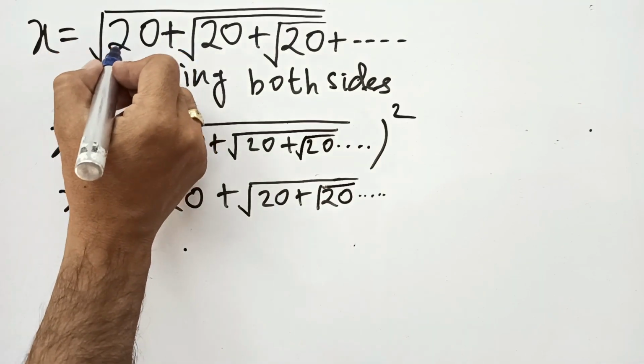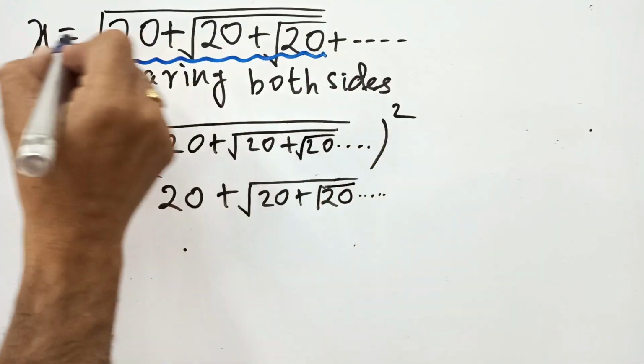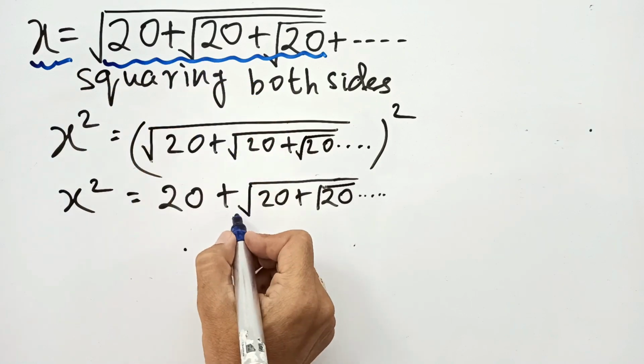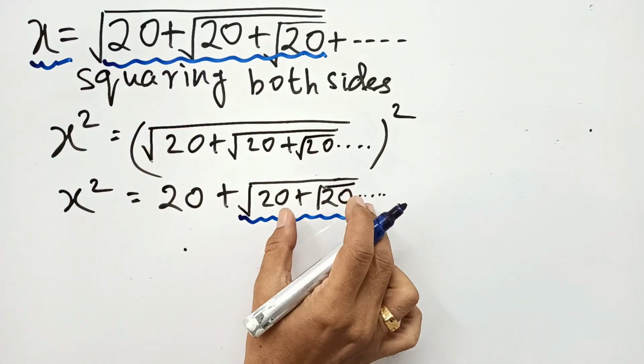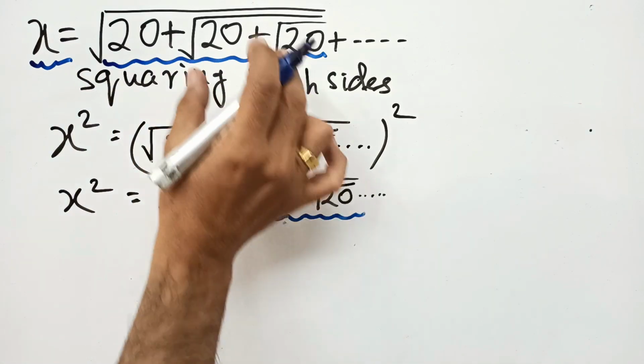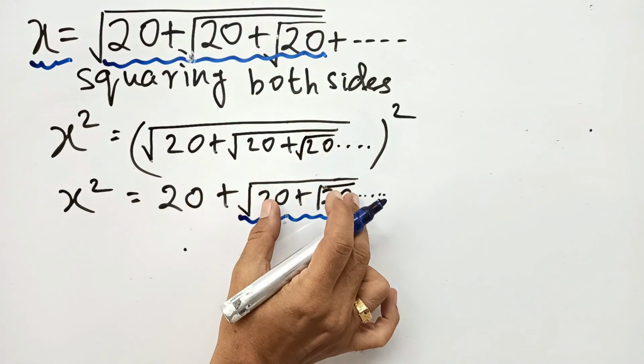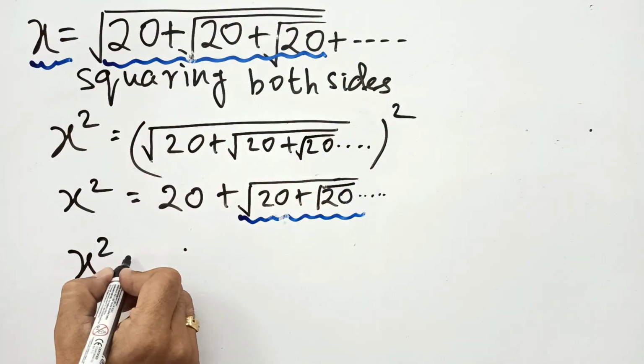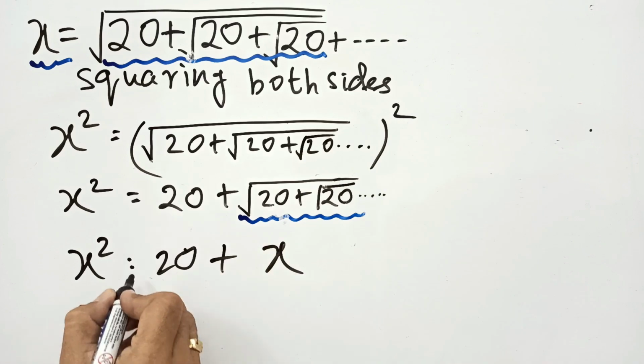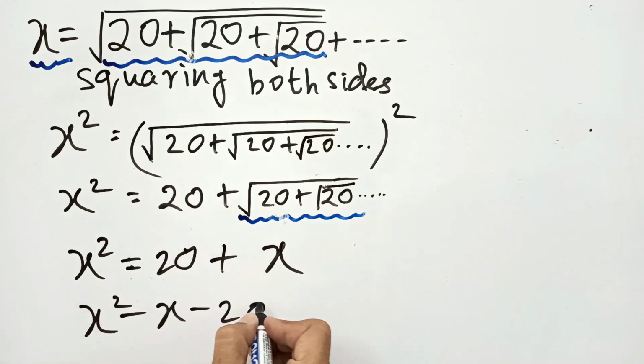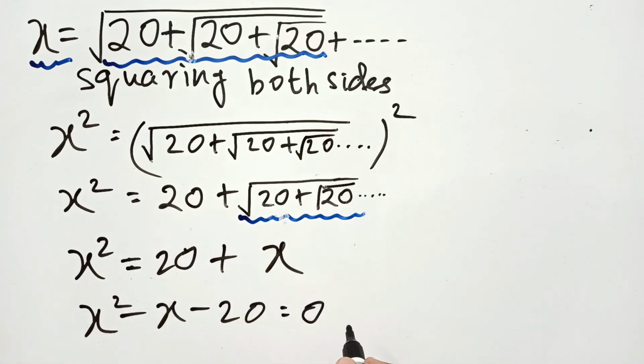Now focus here, this whole value is equal to x. Now this whole value will also be considered as x because this is the same. So in place of this we will write x. Now I will factorize this quadratic equation.